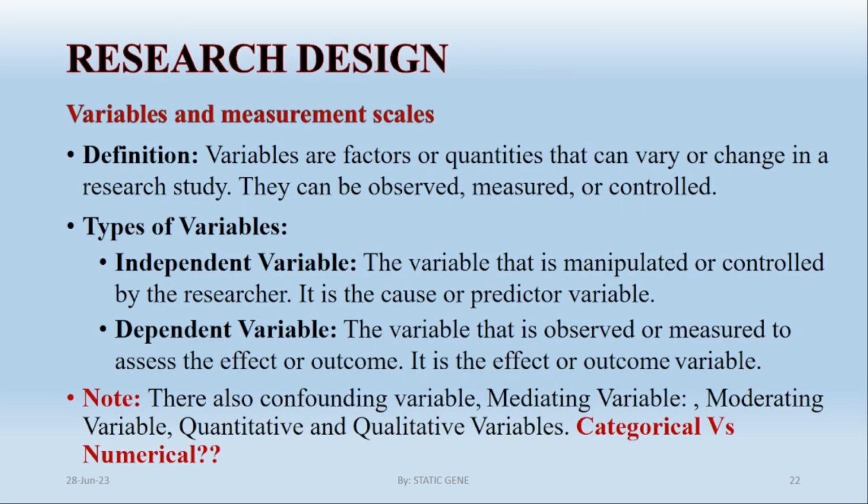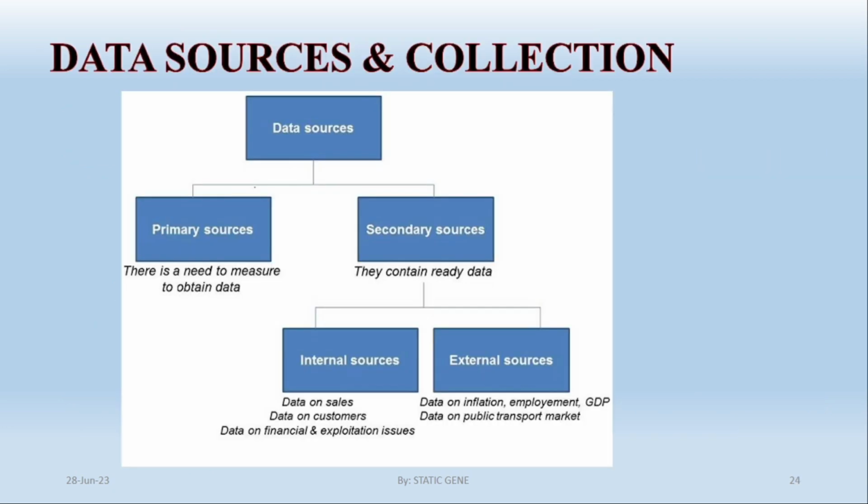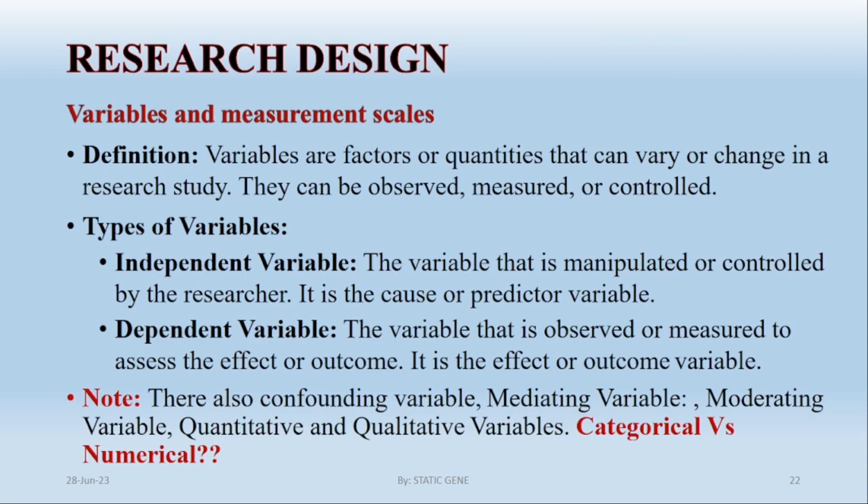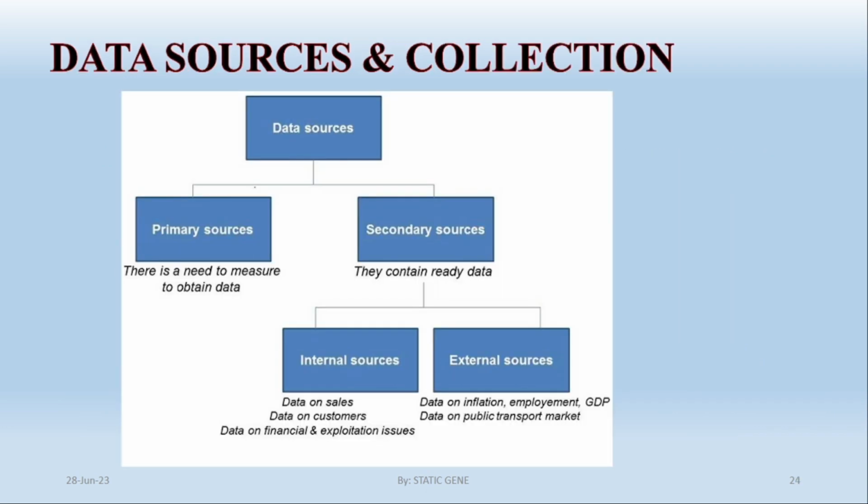Now that you have learned about variables, the question is, after knowing all these things, designing the sampling method, getting the sample size, the measurement scales, and the variables you want to measure, how then can you collect data? What are the different sources of data? Now, the two data sources are primary data sources or secondary data sources.